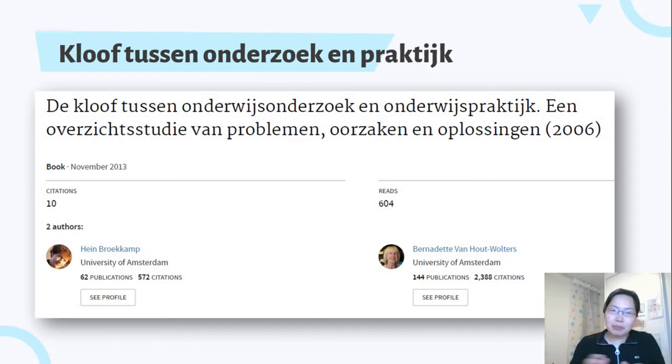And this book was written by researchers from the University of Amsterdam, Broekkamp and Van Hout-Wolters. The topic is "de kloof tussen onderwijsonderzoek en onderwijspraktijk". So they discuss what the problem is. There is a gap between research and practice in education. What is the reason? And what could be the oplossing, the solution, for that?